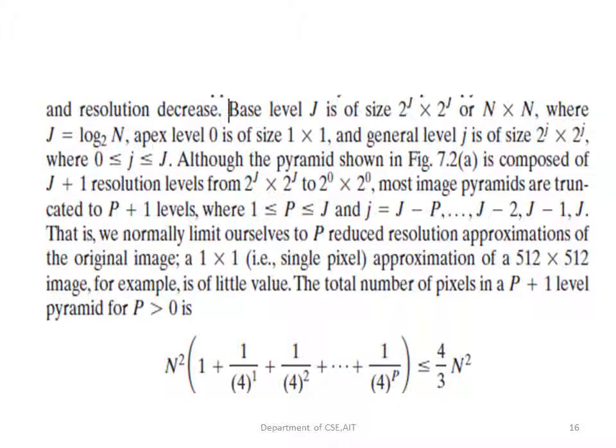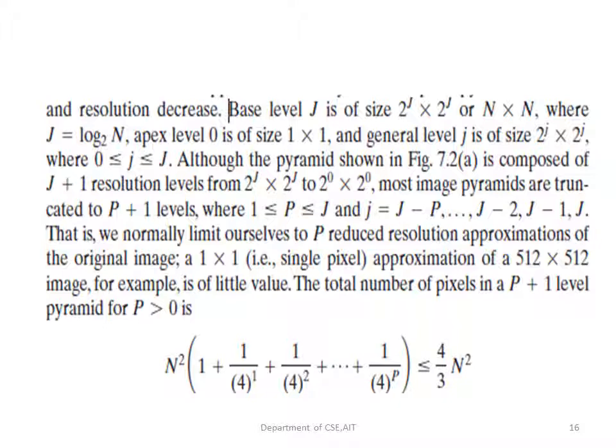The pyramid shown here is composed of J plus 1 resolution levels. That means it starts from the Jth level and comes up to level 0. So it consists of J plus 1 resolution levels, starting from 2^J x 2^J up to 2^0 x 2^0.